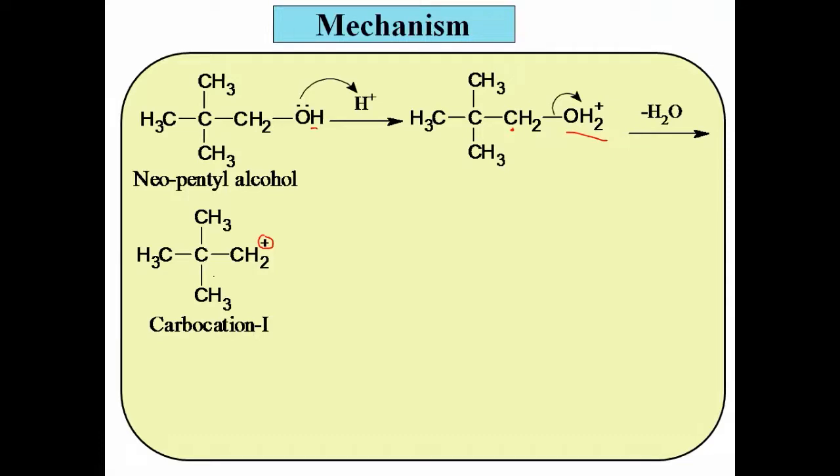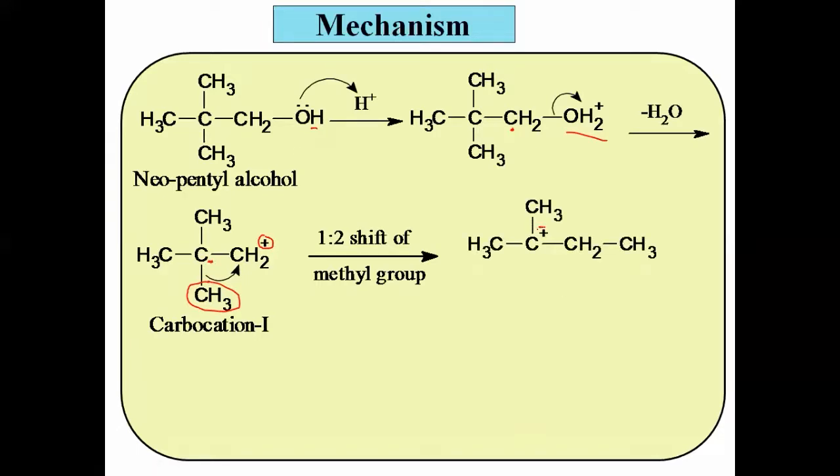This is a primary carbocation. Therefore, it is quite unstable. Hence, this methyl group migrates from one carbon to another carbon. That is a 1-2 shift, just like the previous reaction, and this group migrates towards that terminal, positively charged carbon. Now the central carbon acquires a positive charge. Here the central carbon has a positive charge. This is the migrated methyl group.